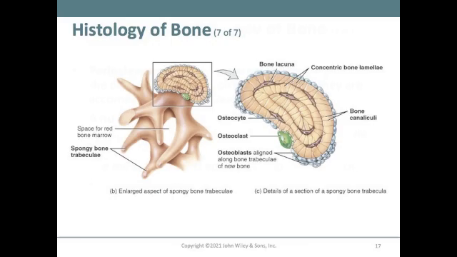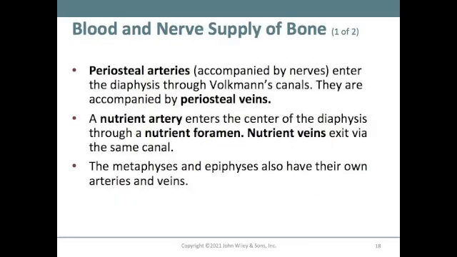So let's see here, blood supply and nerve supply of the bone on page 184, bottom of the page, section 6.4 in your book. We can see there's periosteal arteries, and they're accompanied by nerves. They enter the diaphysis through the Volkmann canal, and they are accompanied by the periosteal veins. I know this is your first anatomy course, but when we get to the circulatory system, arteries and veins kind of go hand in hand out of necessity. And we'll get to that later. I'm not going to explain the circulatory system tonight.